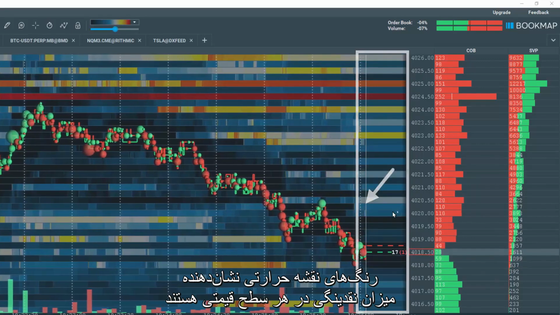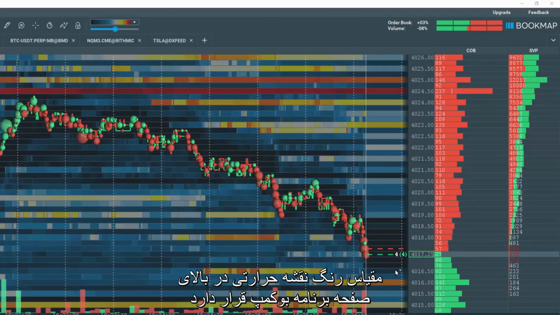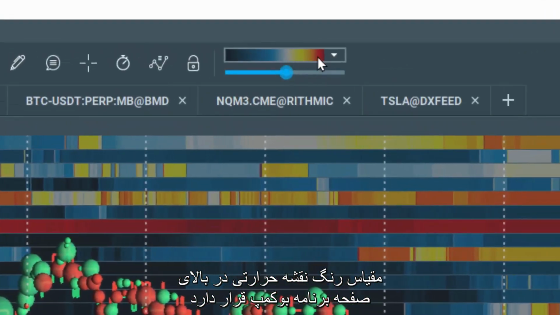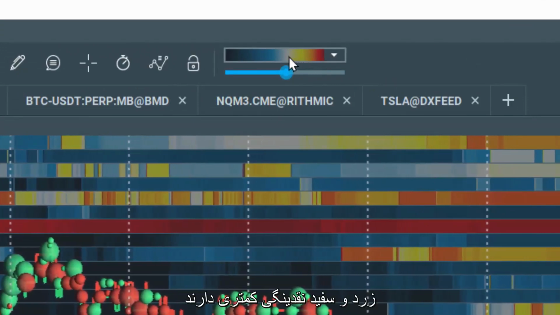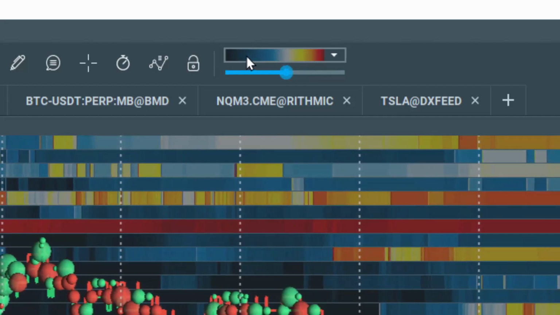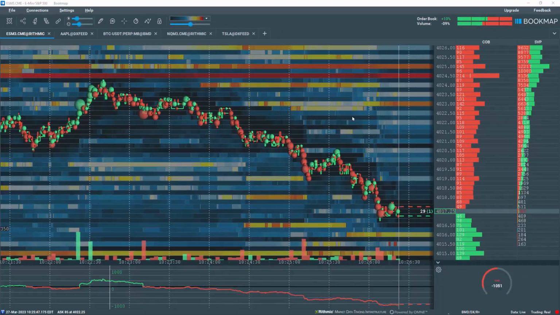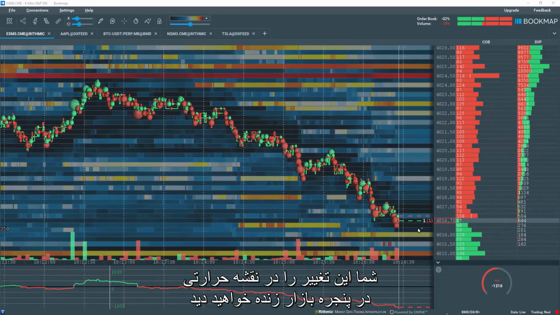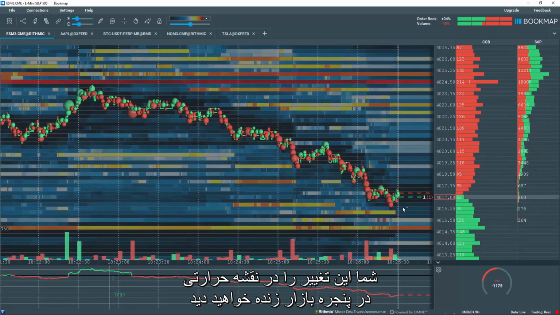The colors of the heat map represent the amount of liquidity at each price level. The scale of the heat map is here at the top center of the Bookmap app. Red and orange are very high liquidity. Yellow and white have less liquidity, and blue and black have the least amount of liquidity. When you see the liquidity change at an area in the COB column, you'll see it change here in the live market window in the heat map.